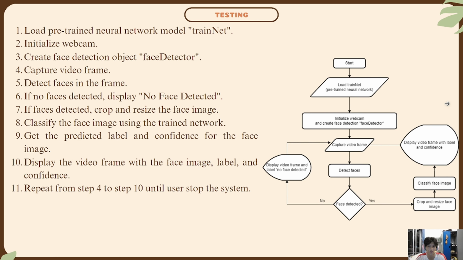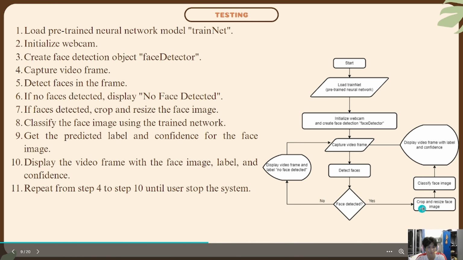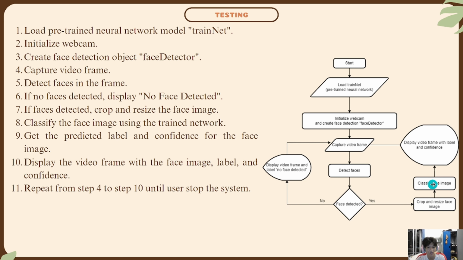So moving to the last flowchart, which is testing. First, we load the trained pre-trained neural network, initialize the webcam, create the face detector, and capture a video frame. If no face is detected, then we display the label no face detected and repeat the step again. If yes, then it will crop and resize the face image and classify the face image using the trained network. Then it will display the video frame with the label and its confidence. Then repeat the steps from step 4 to step 10 until the user stops the system.